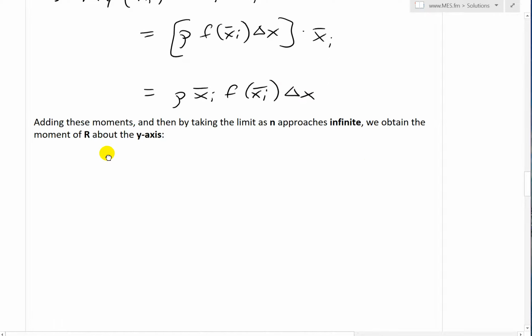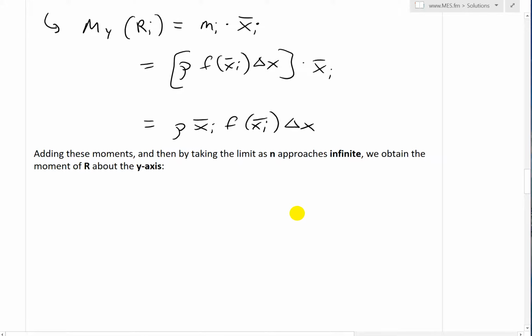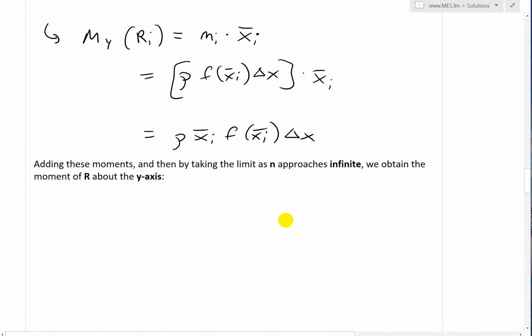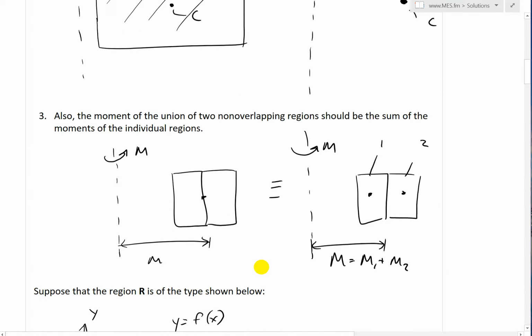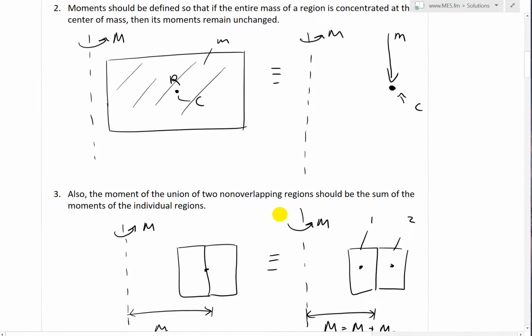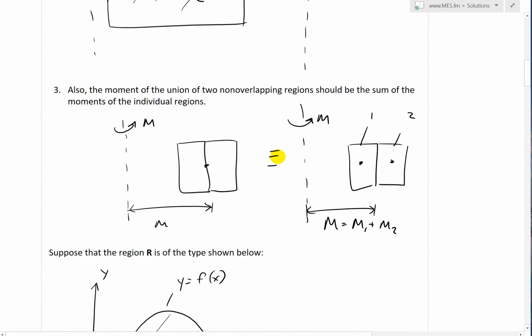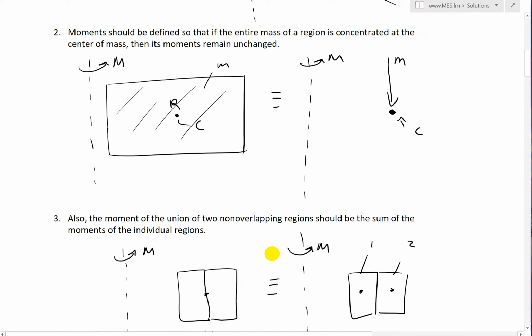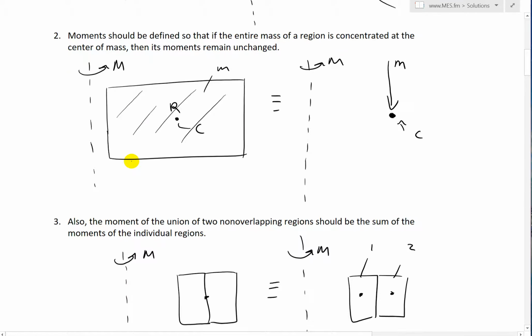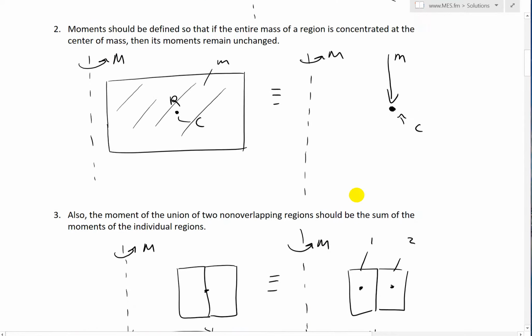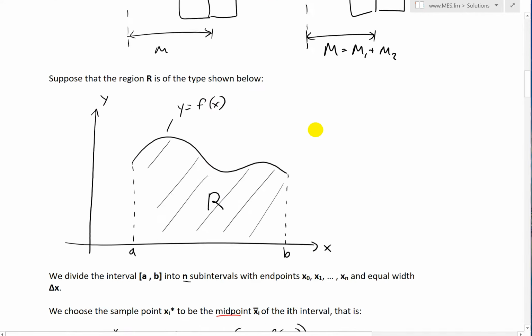So now we're going to add up all these moments, and then again, like always when I deal with integrals, by taking the limit as n approaches infinity, we obtain the moment of R about the y-axis, or the total R. And again, this is part of the part 3 principle, and we're going to sum up the different moments to get one of them, like that. And again, that's also the same thing as the second one here. When you take this full region, all the moments, though they'll be broken down, we get one moment that's equal to the summation of all of them at one specific point, which is a centroid.